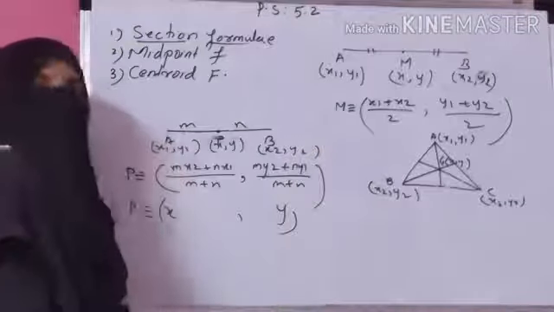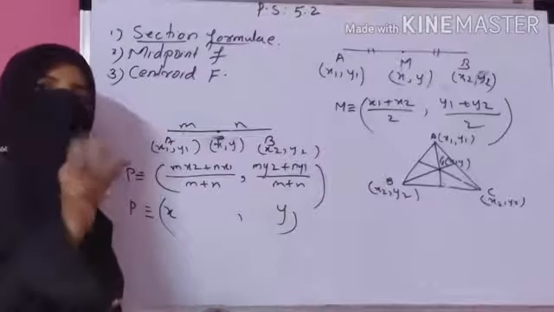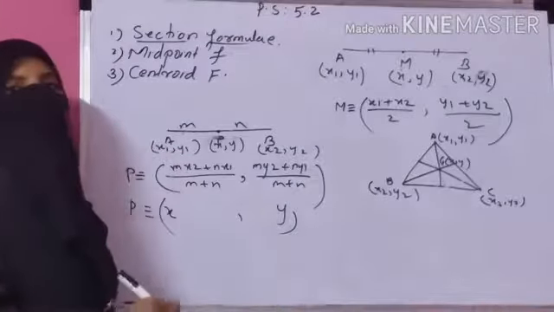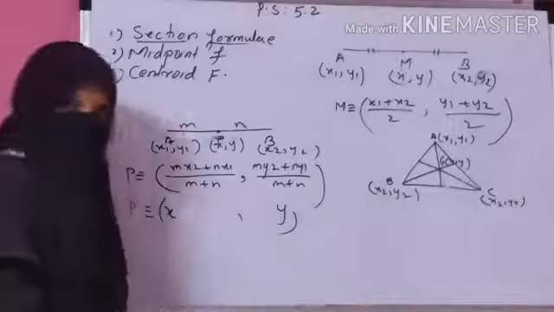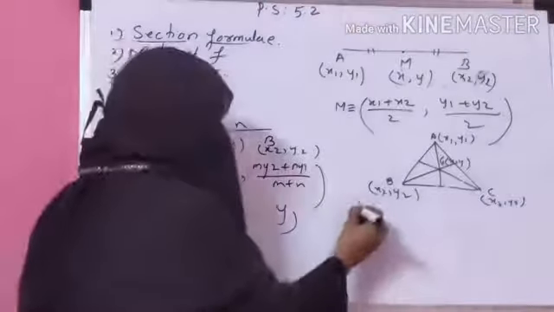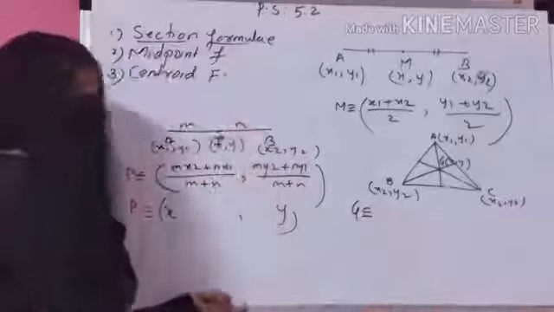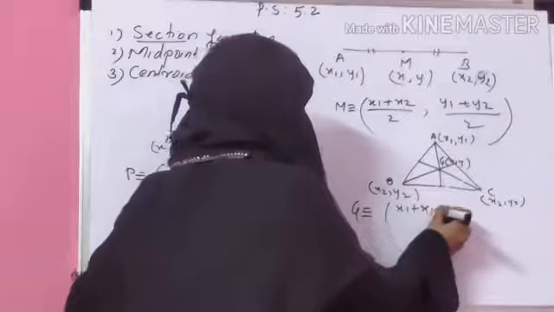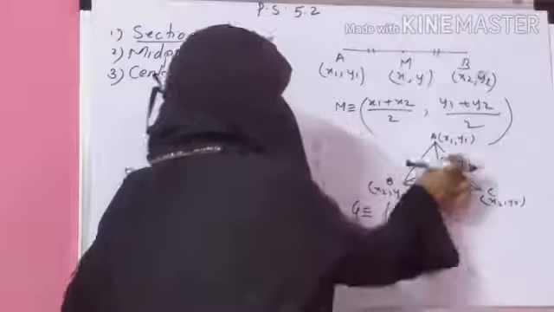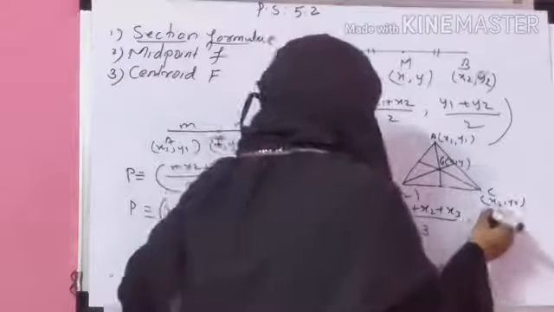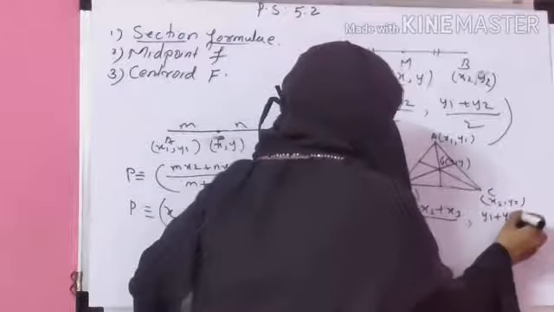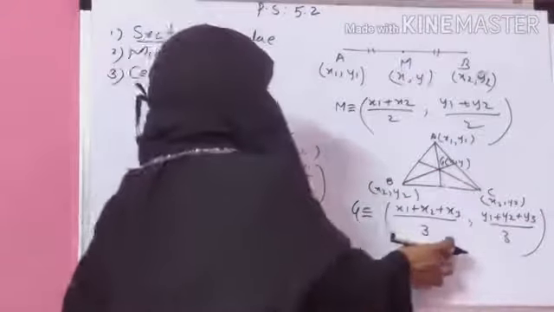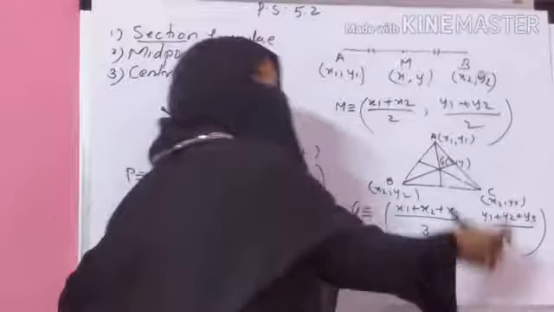So once again, the point of intersection of three medians of a triangle is called the centroid. And the coordinate of the centroid can be found by using the centroid formula. So the coordinate of point G is x1 plus x2 plus x3 divided by 3, this is the x coordinate, and y1 plus y2 plus y3 divided by 3, this is the y coordinate of the centroid.